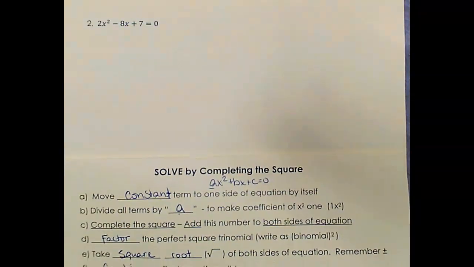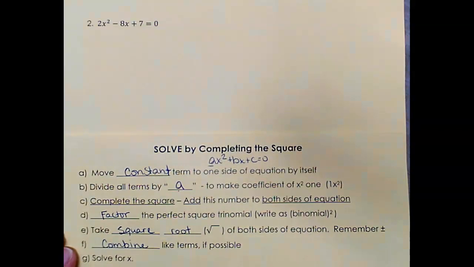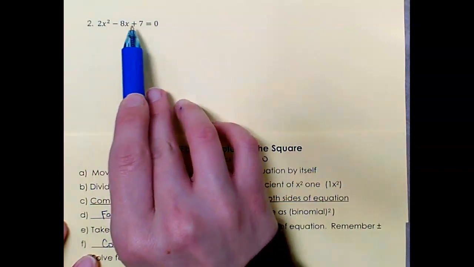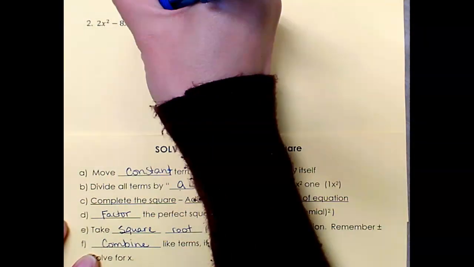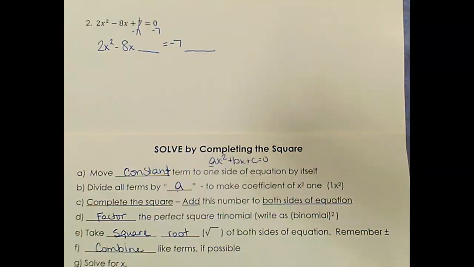All right, so let's look at number 2. And perhaps I can fold my previous page of notes, and that way I have my steps down here. There we go. All right, so step number 1. Move the constant term to one side of the equation by itself. So what's the constant term here? Constant means no variable. That'd be plus 7. If I move it over, I have to subtract 7. So we have 2x squared minus 8x plus a blank, and that equals negative 7 with another blank.